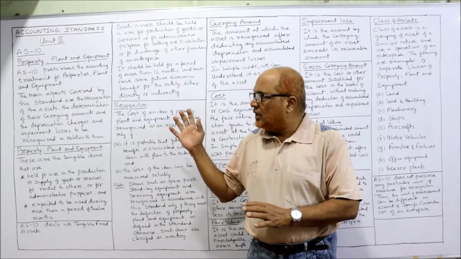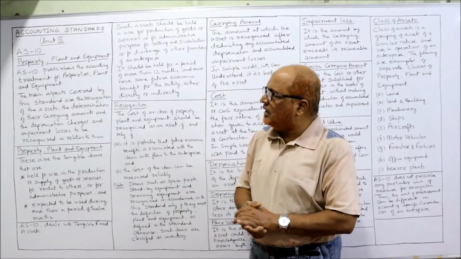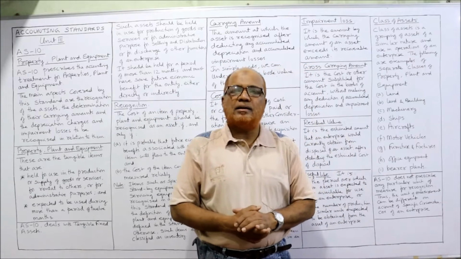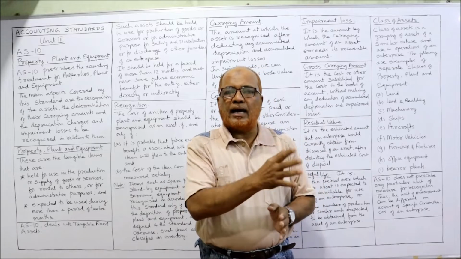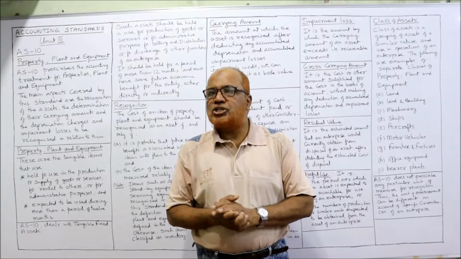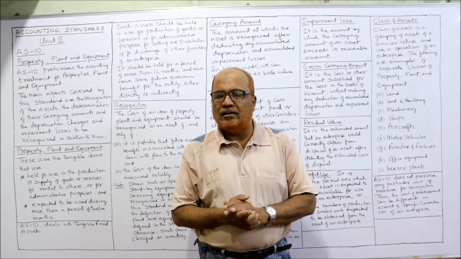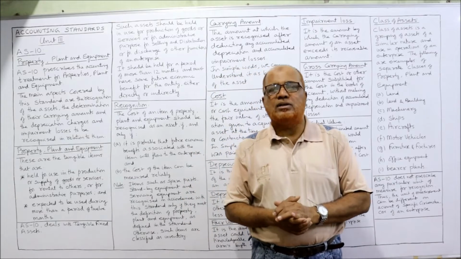So now, in this accounting standard 10, the title of the standard is property, plant and equipment. Simply it is called PPE, property, plant and equipment. Before explaining the details of this accounting standard, take a screenshot of the points, then I'll explain all the points in detail.